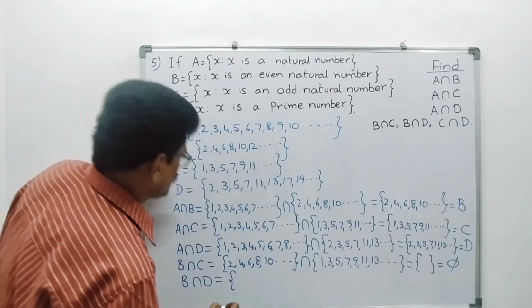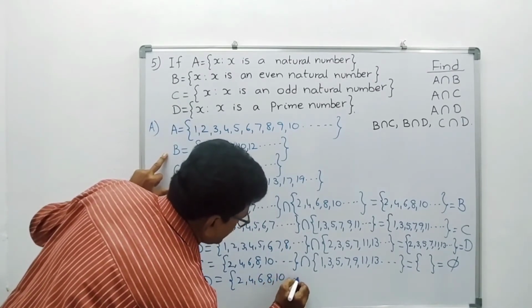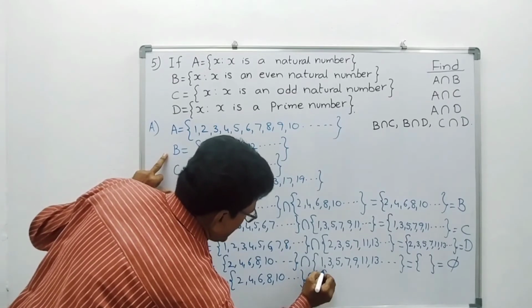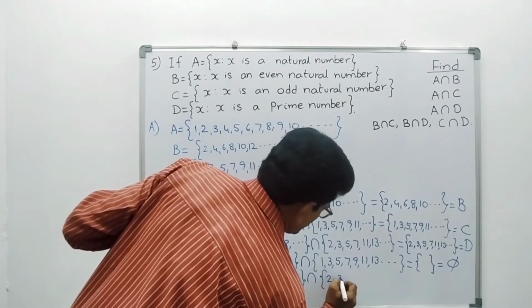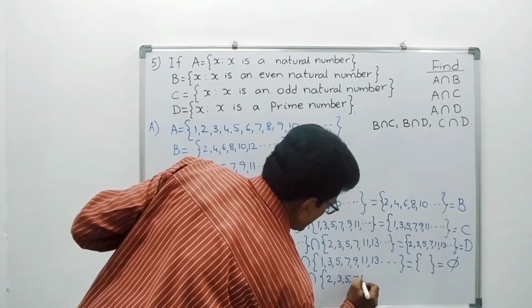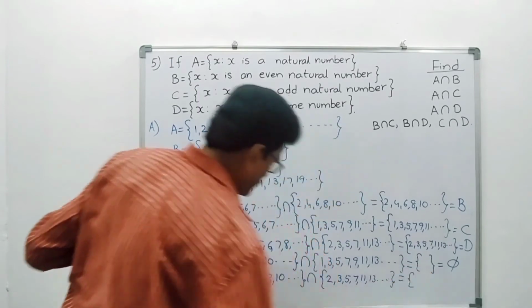B again: 2, 4, 6, 8, 10. That is the even number list. And also D, the prime number list: 2, 3, 5, 7, 11, 13, and so on. Okay, what are the common elements here?